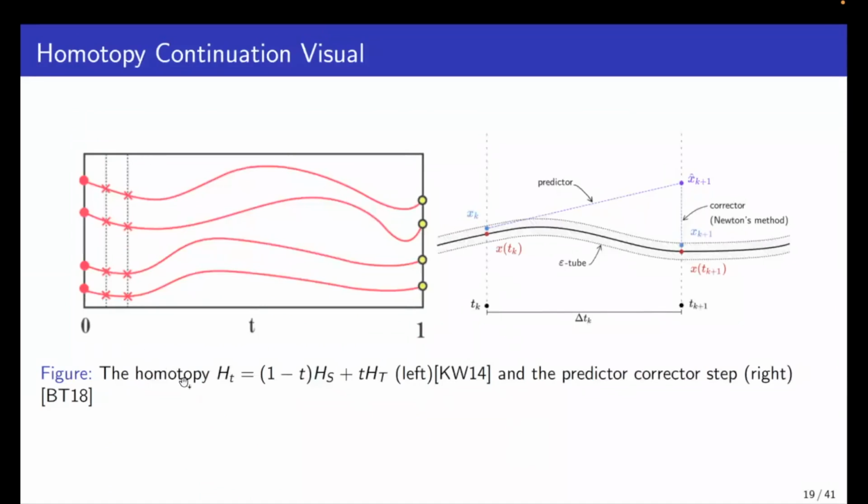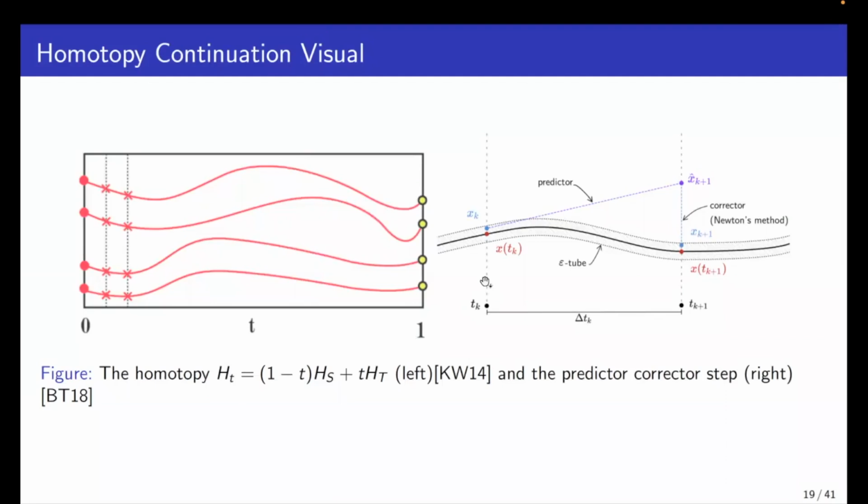Here on the left, this is a big picture of what's going on. When t equals 0, these red dots are easy solutions, the ones we can just write down and already know. Then we slowly vary t and we track these solutions all the way until we get to t equals 1. We get these yellow solutions, and these are the solutions to our target system, the ones that we actually want to have.